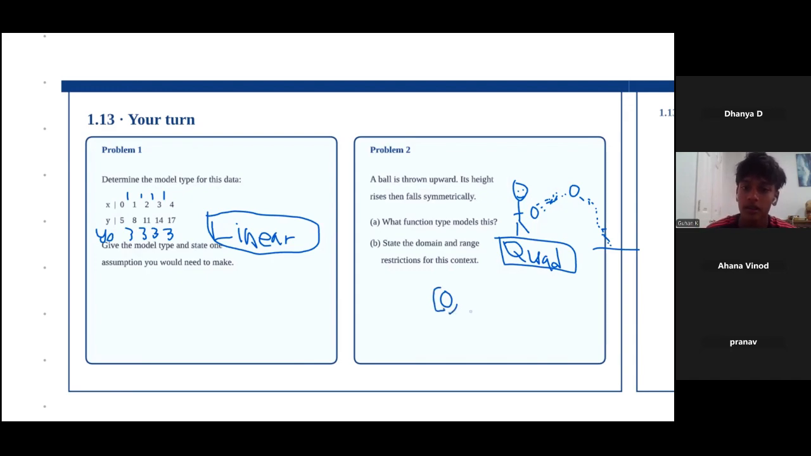And the maximum of the domain is going to be when the ball lands. We don't know when it lands, and like I said earlier, we don't have number values for this, so we're just going to write ball lands, inclusive.